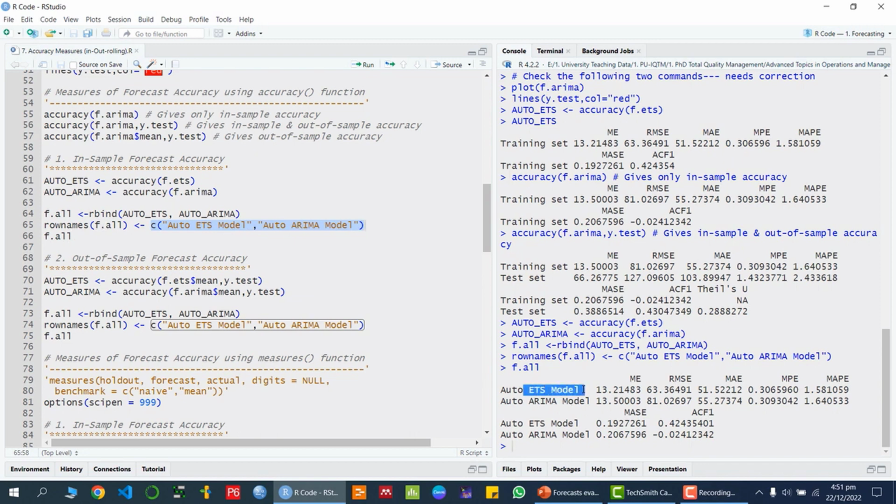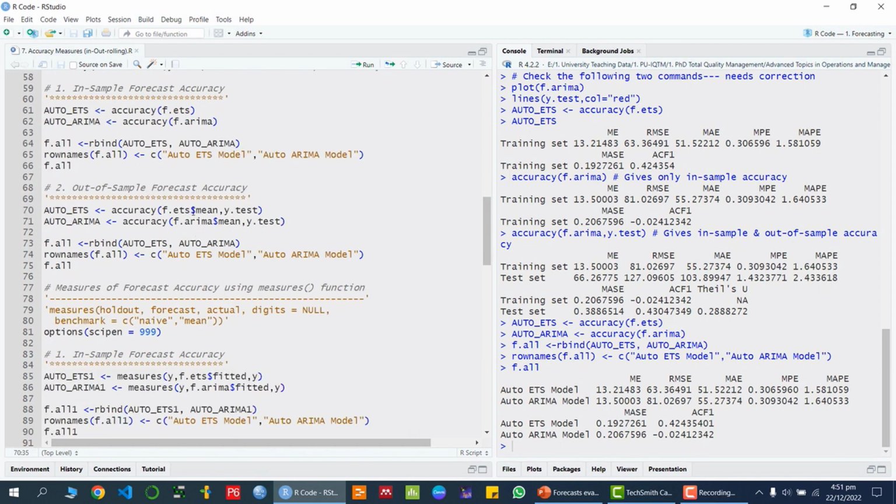As you can see, from the selected model of ETS and the ARIMA model, we have the in-sample error measures. Based on ME, we can see that ETS is performing better. Root mean square error, ETS is performing better. MAE based, ETS is performing better. Okay, so overall, the ETS model is doing well on this particular data set if we are talking about in-sample forecast accuracy. Let me calculate the out-of-sample forecast accuracy using the accuracy function.